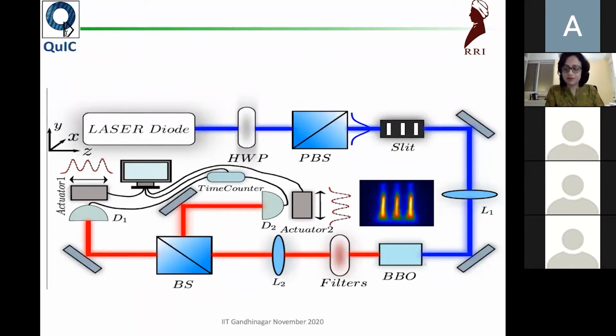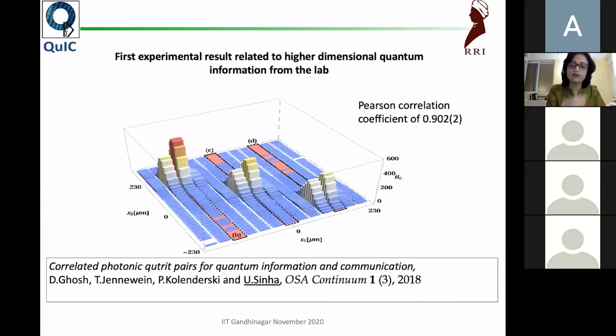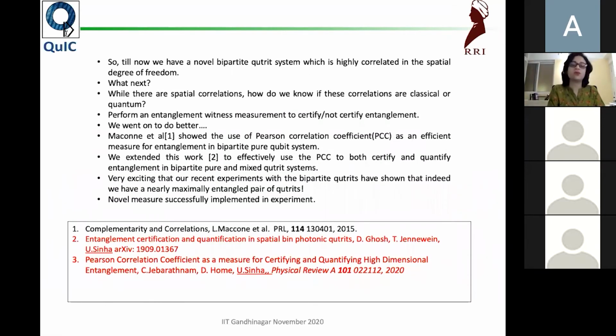So one of our first experiments in this, we have shown how strongly spatially correlated these two photons are. This is the measure of correlation, and 0.9 is very high. You never get a 1 in an experiment. This led to a series of other work in which we have shown that not only are these correlated, they are also nearly maximally entangled. So we now have a system in the lab of two photonic qutrits which are nearly maximally entangled.